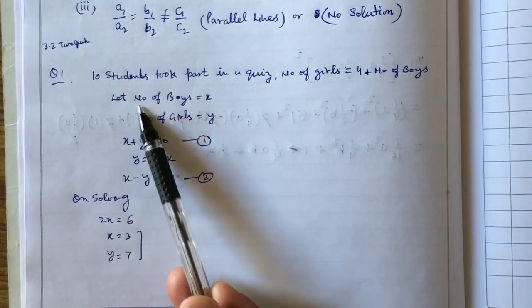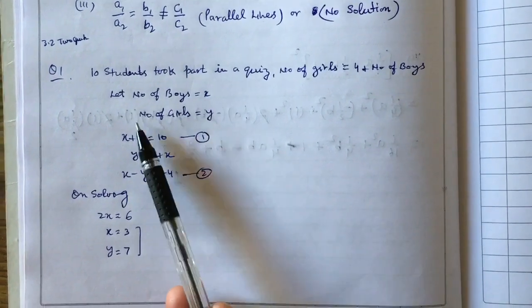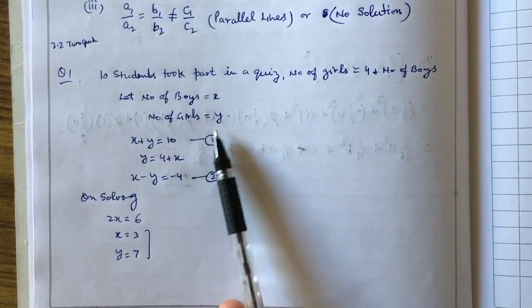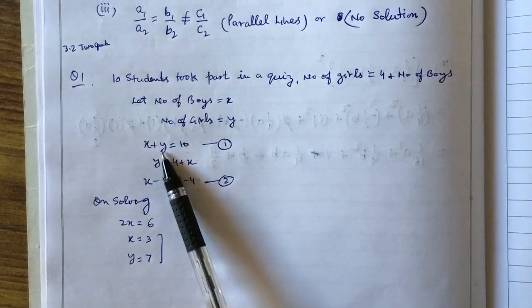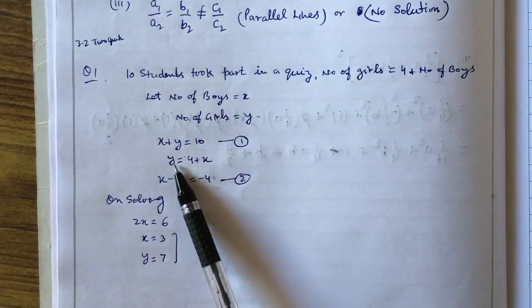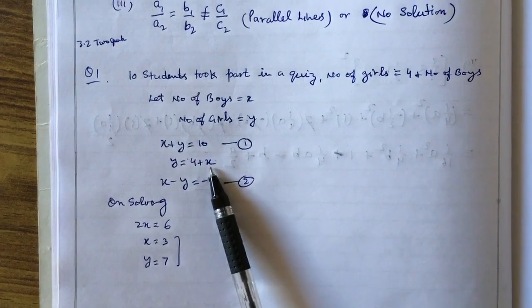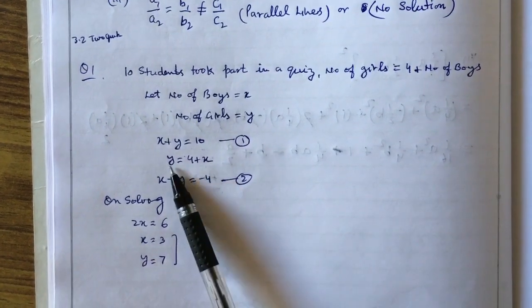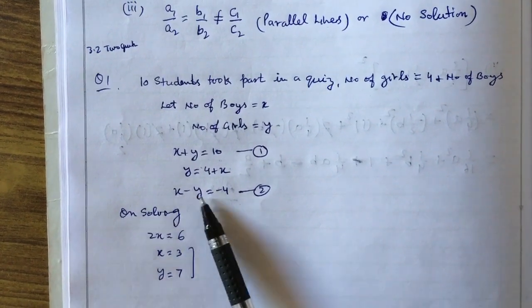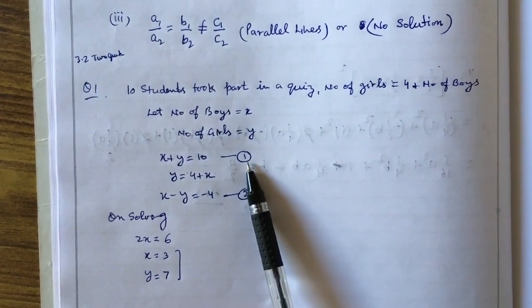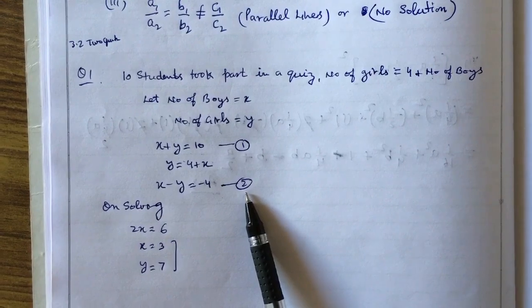Now I am taking the number of boys as x, and the number of girls is equal to y. Then there are total 10 students, so you can take x plus y is equal to 10, and the number of girls is 4 more than the number of boys, so y is equal to 4 plus x, or you can say x minus y is equal to minus 4. This is equation first, this is equation second.